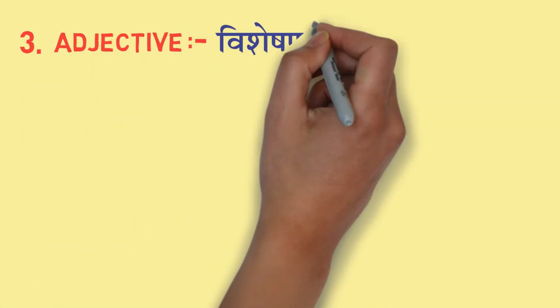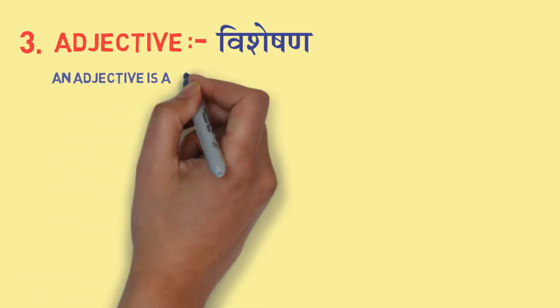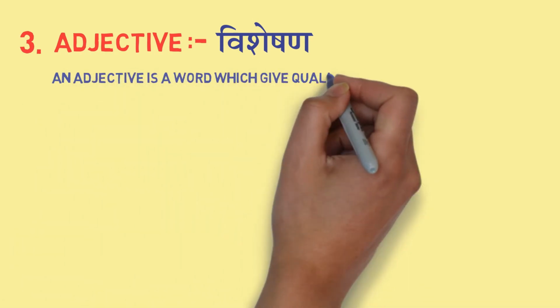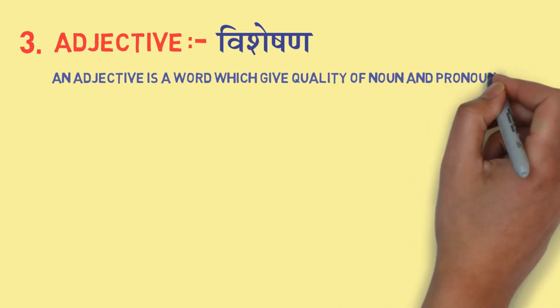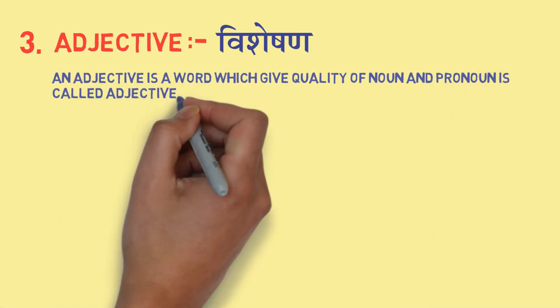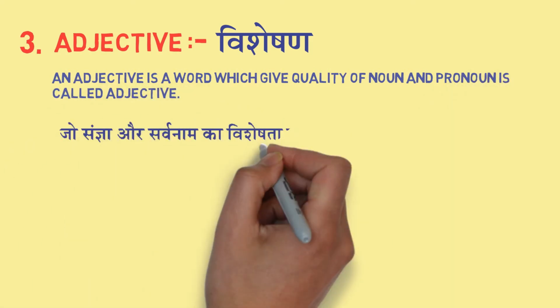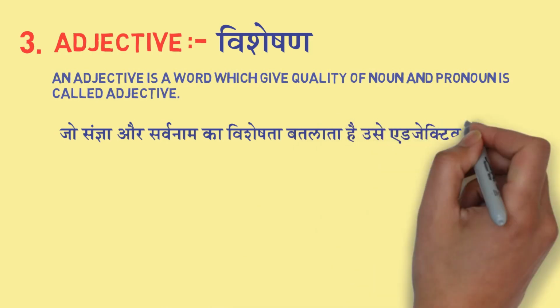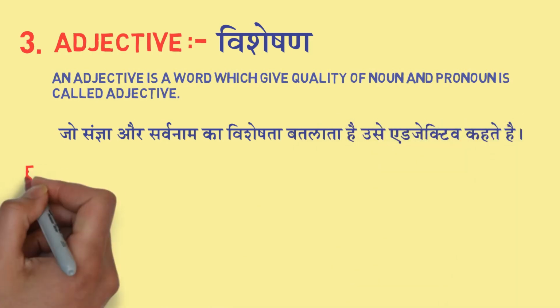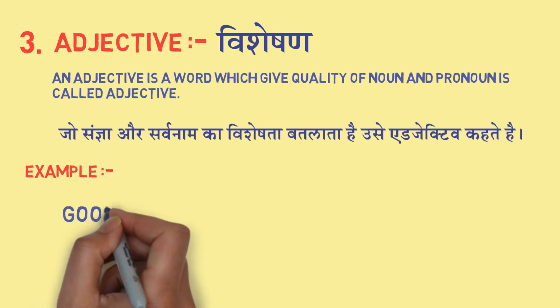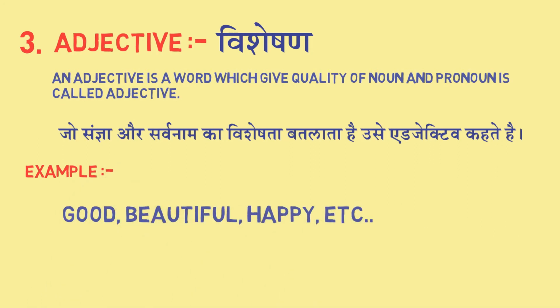Now third, adjective. Visheshan. An adjective is a word which gives the quality of a noun and pronoun is called adjective. जो संज्ञा और सर्वनाम की विशेषता बतलाता है उसे एडजेक्टिव कहते हैं. Example: good, beautiful, happy, etc.